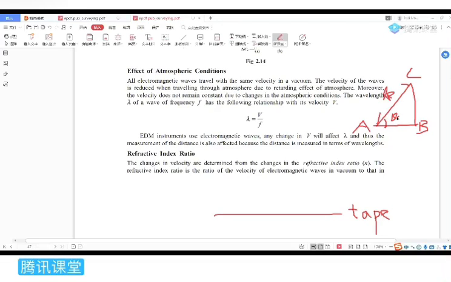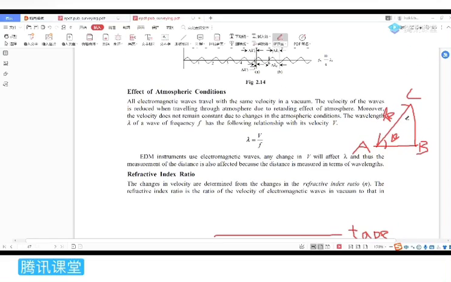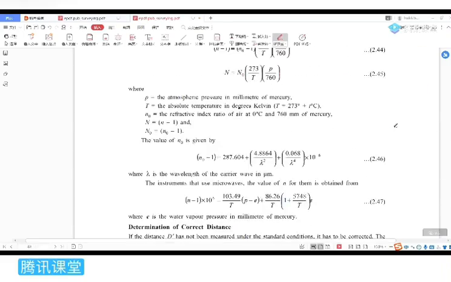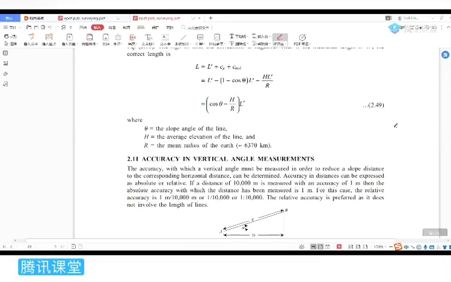If theta is too huge and you use this approach, it causes a huge error as well, because you can't guarantee BC is vertical. That's another problem, because you rely on trigonometry. This must be completely vertical, otherwise it causes some error as well. Okay, so this is another one, and then later on we talk about sag.